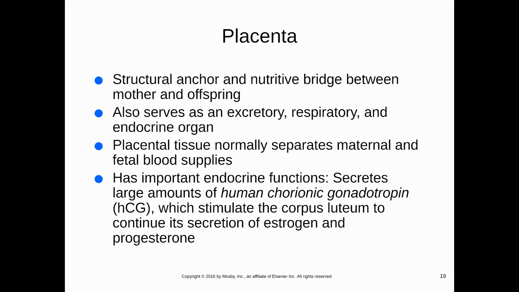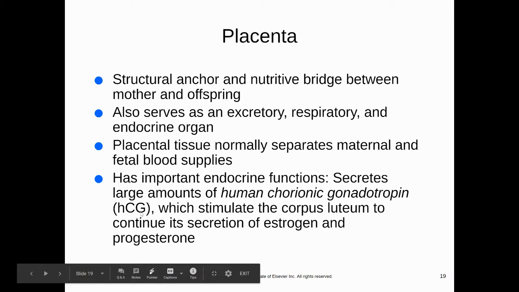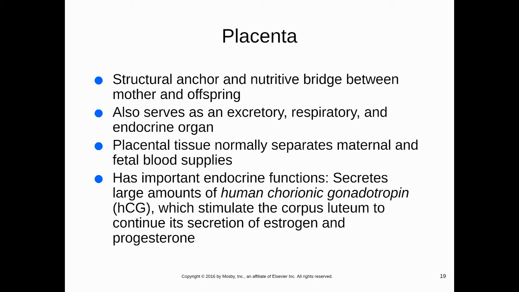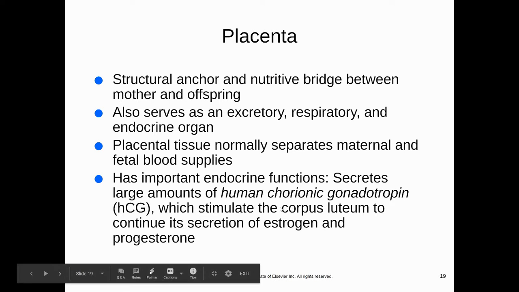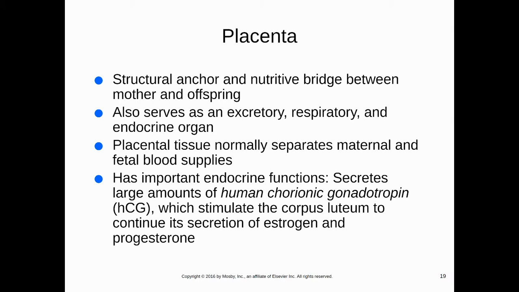So we want to make sure that we have the proper fetal blood supply, and it also gives you a lot of HCG, which stimulates the continued secretion of estrogen and progesterone, which is why you're a hormonal mess when you're pregnant. The HCG is what you normally don't make, because that comes from the placenta. So that is what we use to indicate whether or not you're pregnant.